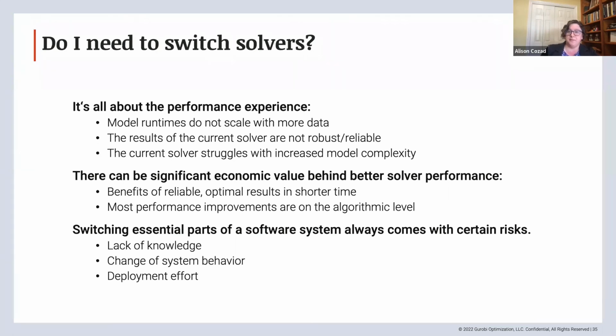So I talked a bit about the benefits of a faster solver, and this can really lead to continuous and significant cost savings. It might lead to more questions asked in your planning meetings, so your planners can consider alternative scenarios. And really what we found is that most performance improvements are on the algorithmic level. So getting a bigger, faster, stronger computer is going to lead to potential improvements, but you're going to get more improvements through newer versions or possibly a switch of a solver.